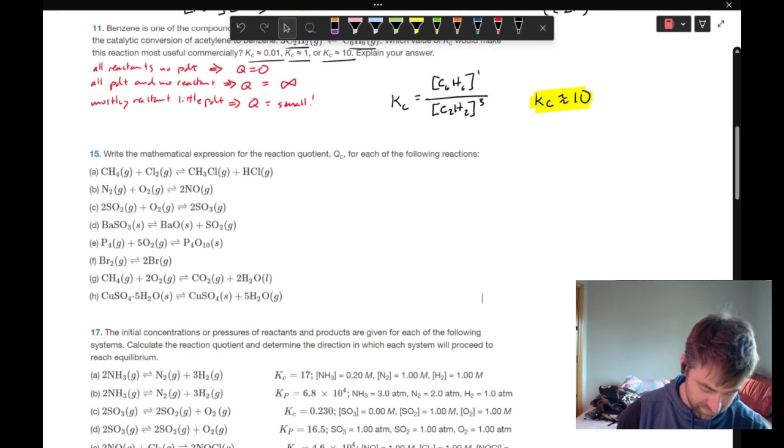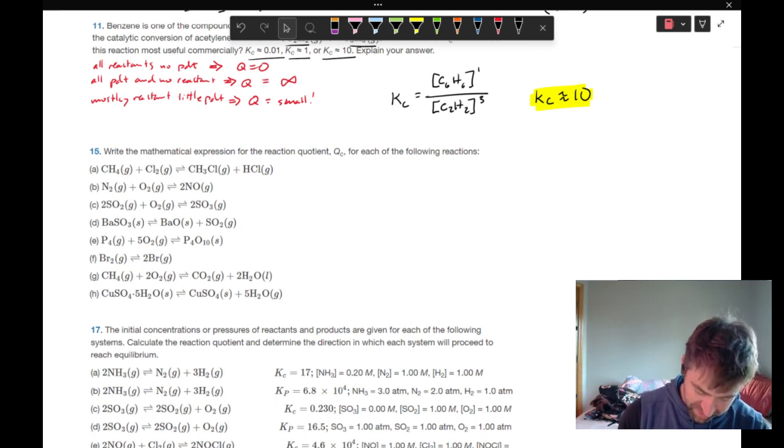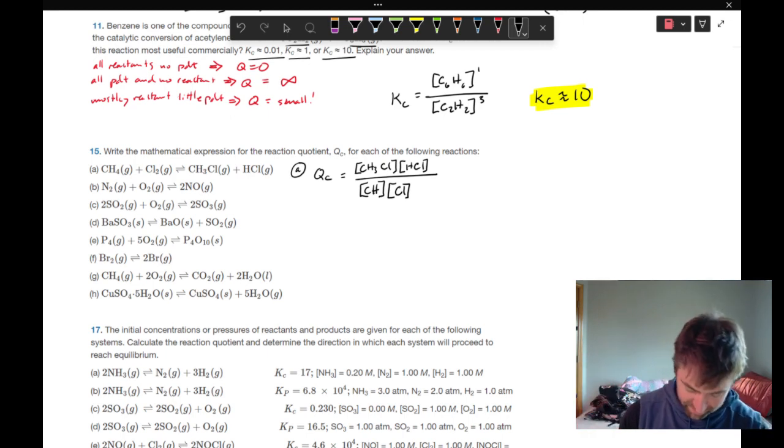Okay. Write the mathematical expression for the reaction quotient, Qc, for each of the following reactions. We're not going to do all of these because it gets to be a little repetitive, but we'll do this first one. Again, it is products over reactants. So our Qc at any given concentration is the concentration of CH3Cl times the concentration of HCl. There's no coefficient on those in our balanced equation, so we leave it alone, over the concentration of reactants. That looks like methane gas and dichloride. And that should be it, right?